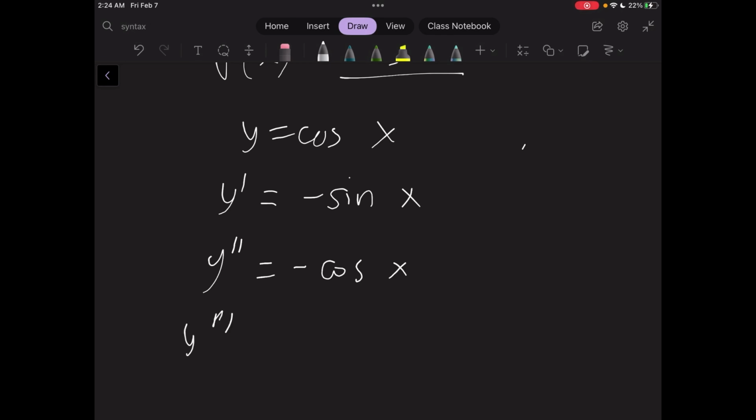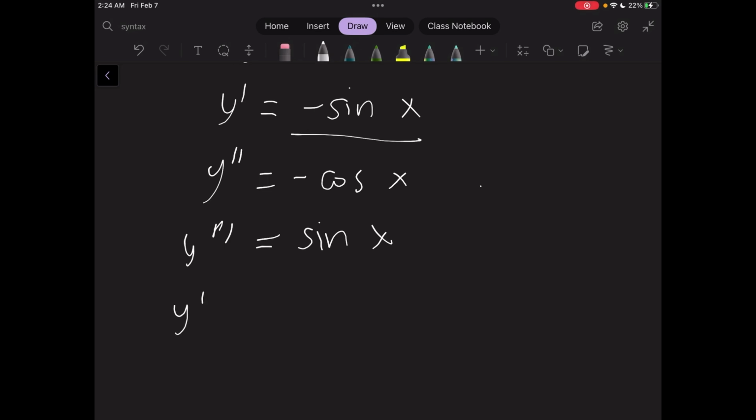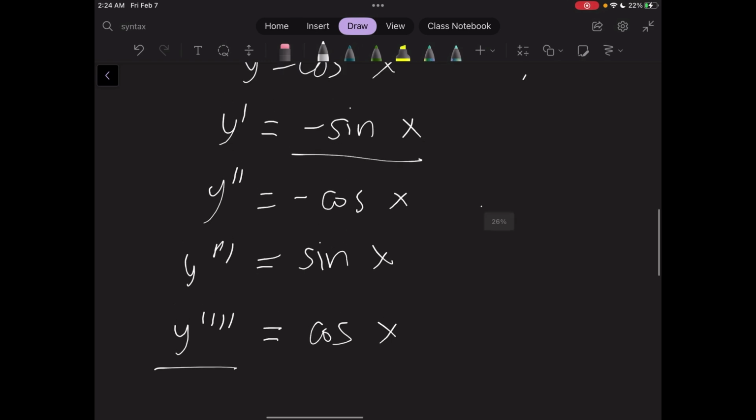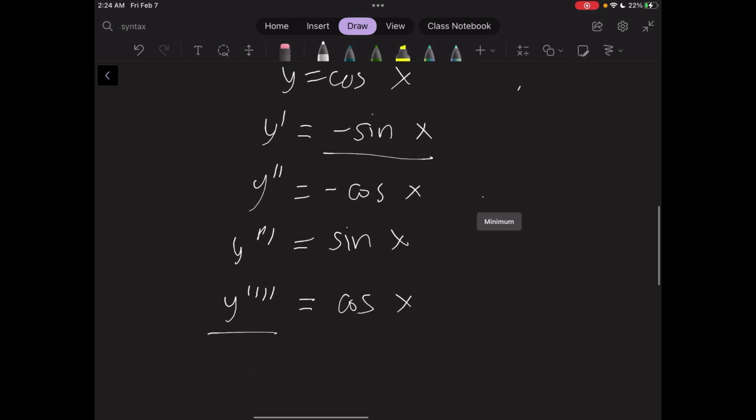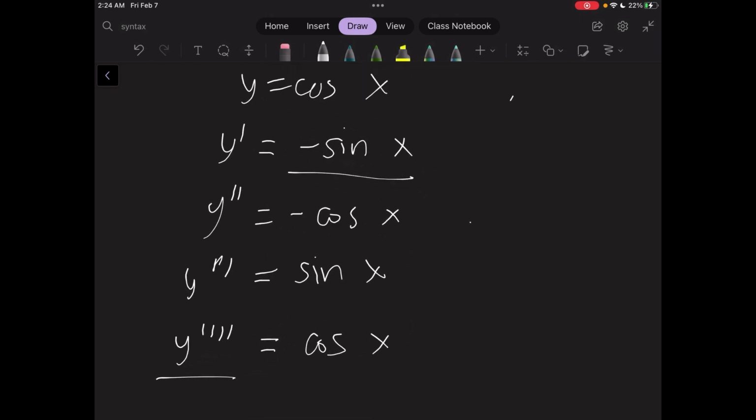Meanwhile, the third derivative is negative 1 times the derivative of negative cosine x, which is equal to negative sine x. So negative 1 times this is sine x, which if we bring forth to the fourth derivative, equal to cosine x. From there, it will be a repeat again.